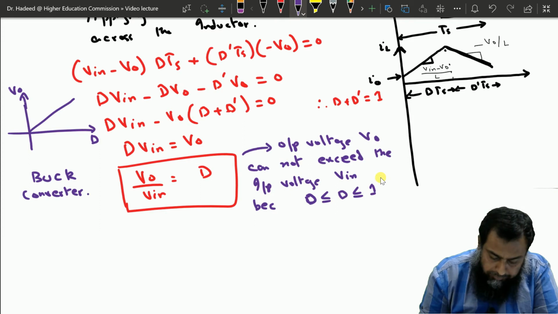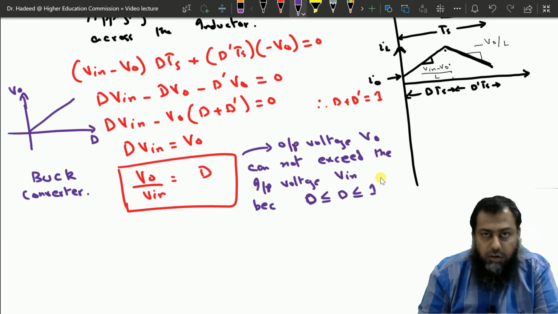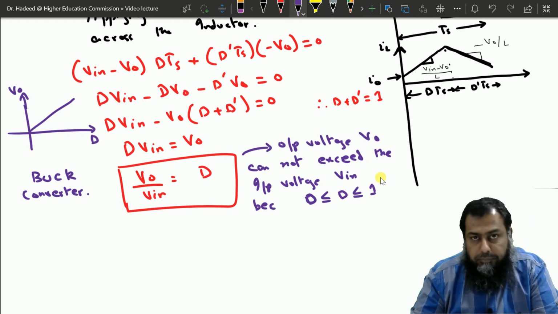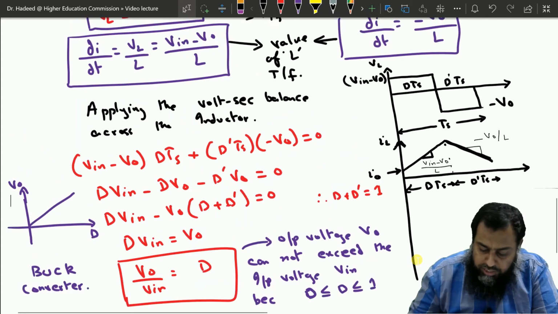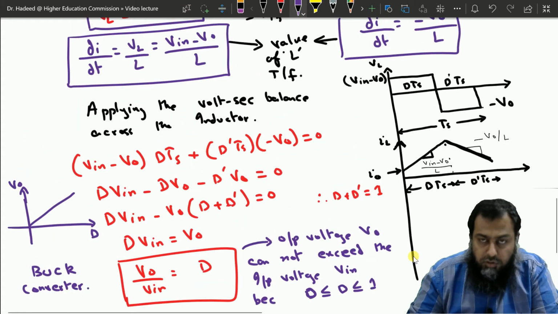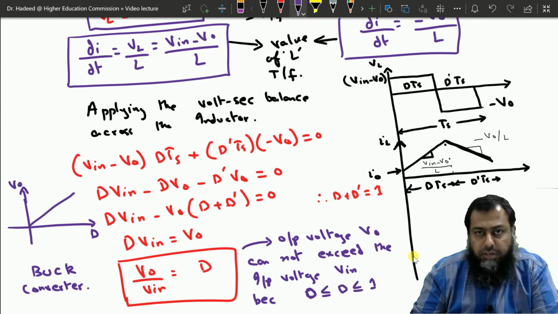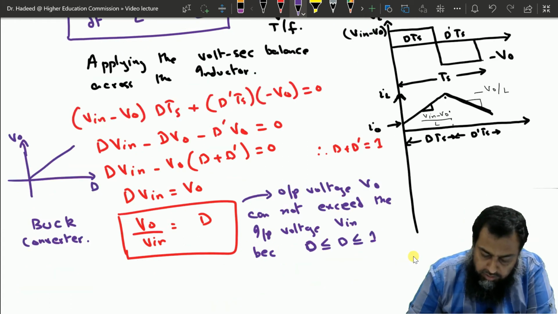This particular transfer function can also be derived using the current waveform, which is shown here. So we know that the net change in an inductor current over one switching cycle is equal to 0. So we start from some initial value and then we are back at that initial value at the end of that switching cycle. So there is no net change in the inductor current once the inductor is operating in a steady state condition. So the net change in the inductor current is equal to 0.